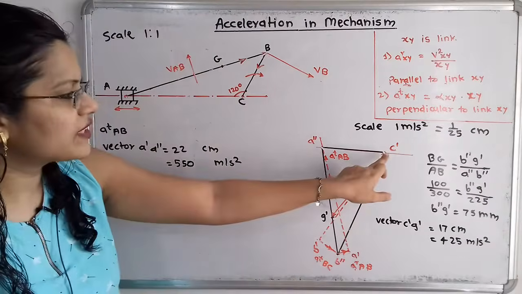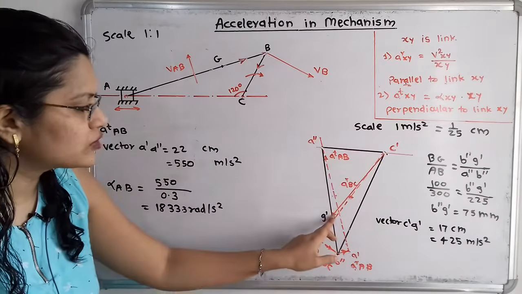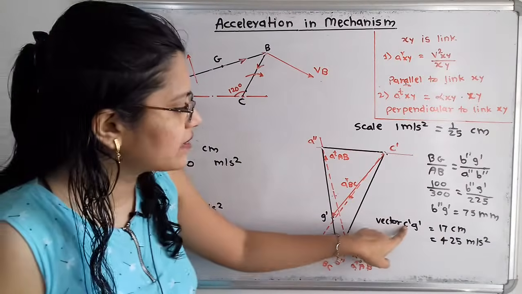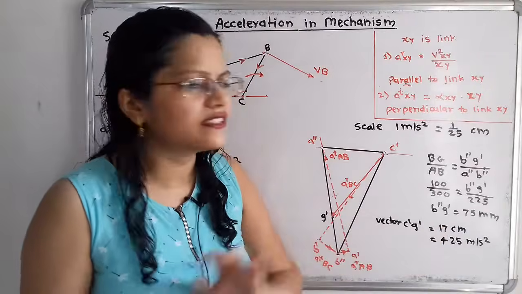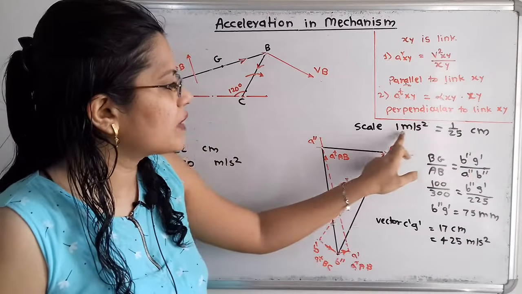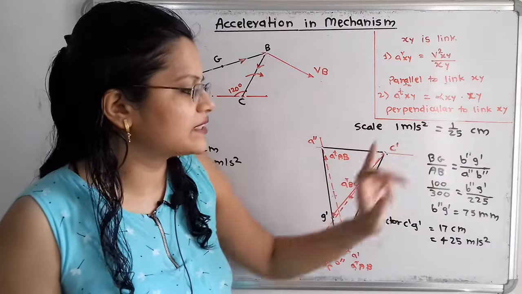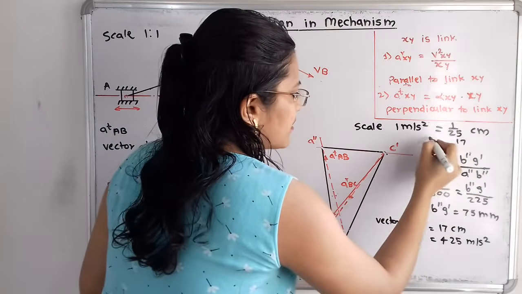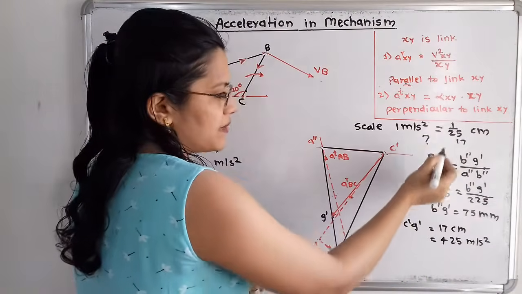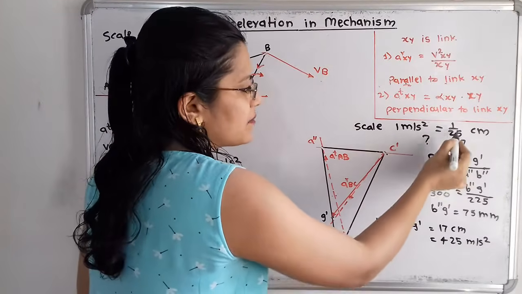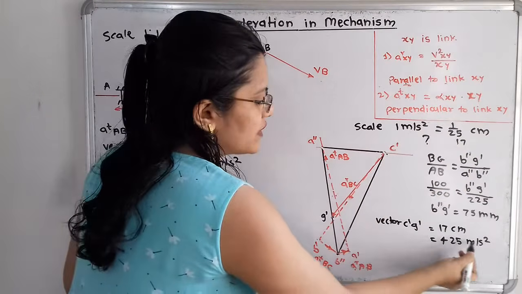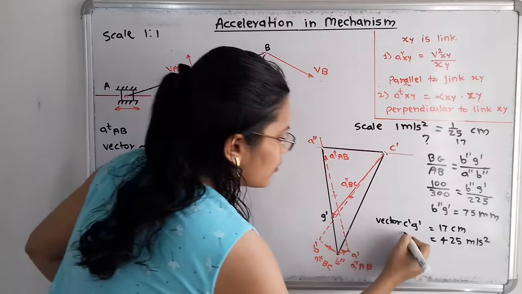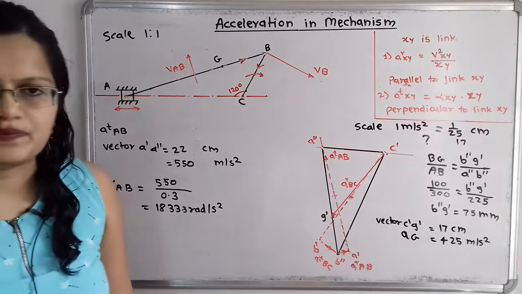Now how to find out the acceleration at point G? For that, this is the fixed point C dash, we have to join this C dash to G dash, and we have to measure this length. So this length C dash to G dash, or vector C dash to G dash, is equal to 17 centimeter. Here is our scale, that is 1 meter per second square is equal to 1 by 25 centimeter. So for 17 centimeter, here is the question mark. We have to make cross multiplication, that is 17 into 1 divided by 1 by 25, which is equal to 425 meter per second square.